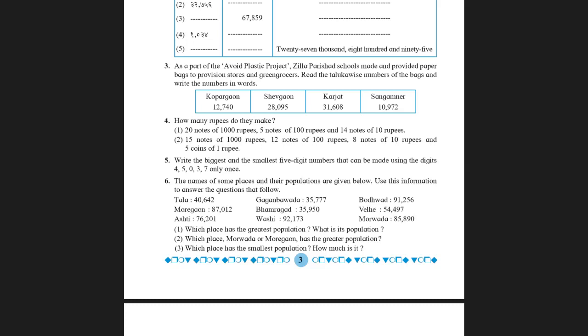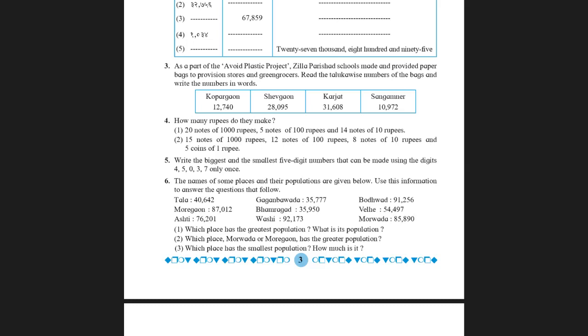Okay. The third question, which place has the smallest population? How much is it? So what must you do? Out of these 6 numbers which are given, you will find the smallest of them. Which is the smallest? If you go through it, it's 35, isn't it? 3 in the first place. And again, there are 2 places with 35.